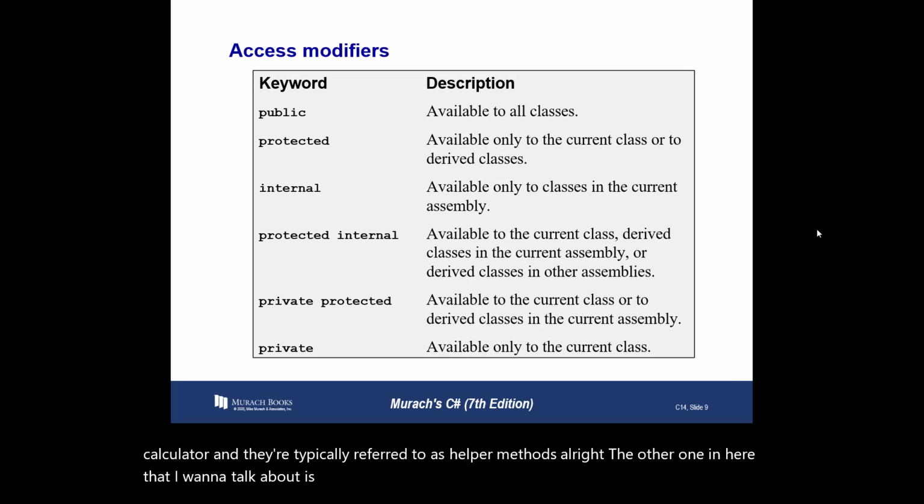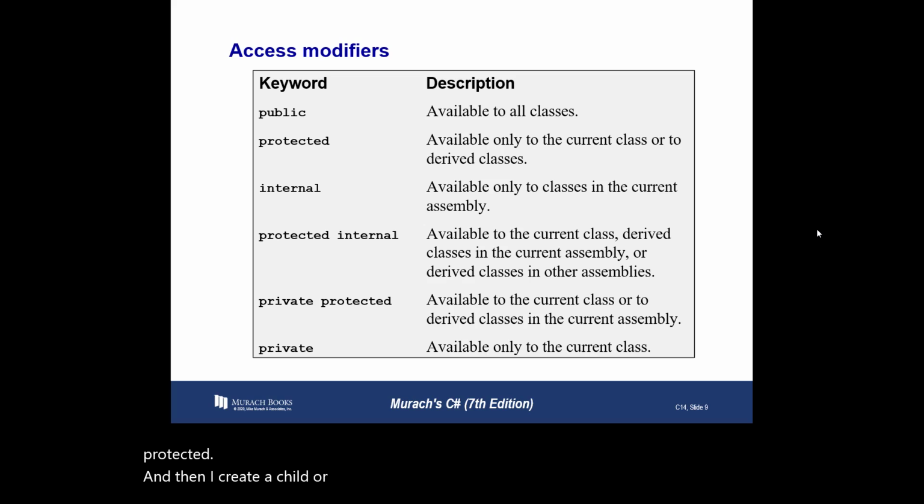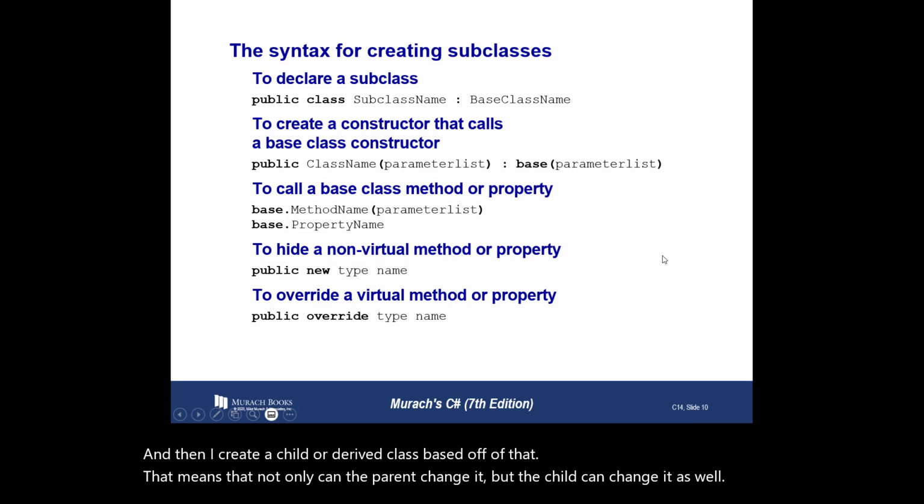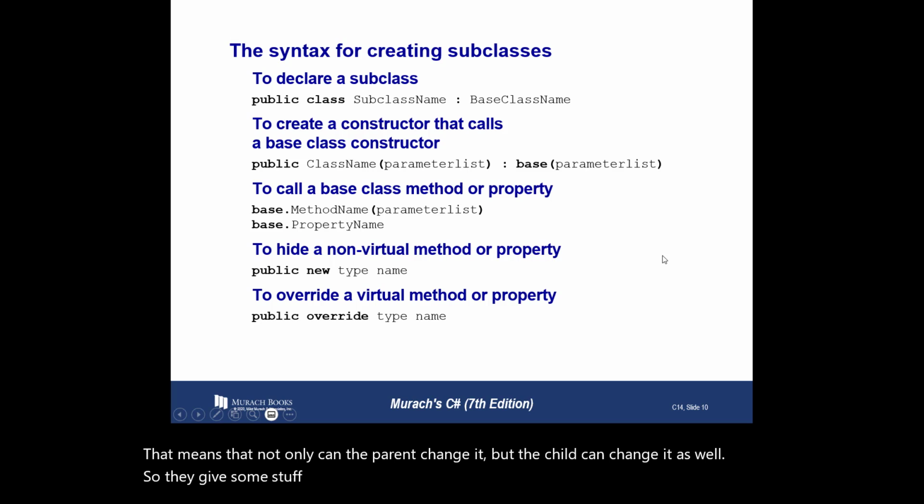If I declare something in a parent class as being protected, and then I create a child or derived class based off of that, that means that not only can the parent change it, but the child can change it as well. All right. So they give some stuff in here that you can use. I'm not going to run through this right now.